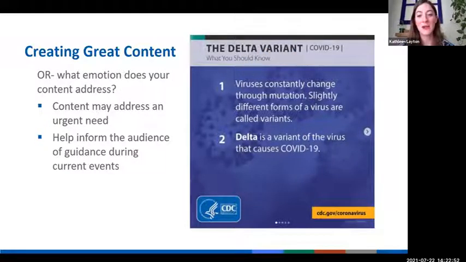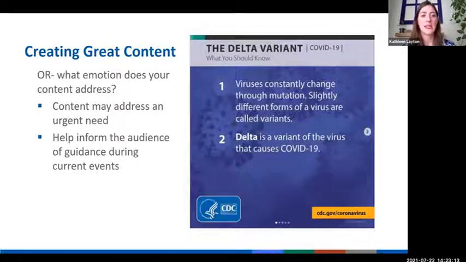Okay, so in terms of talking about triggering your audience, what if, on the other side of the coin, your audience already has a certain emotion? Maybe they are really hungry for information on a certain topic. What emotion can your content address?